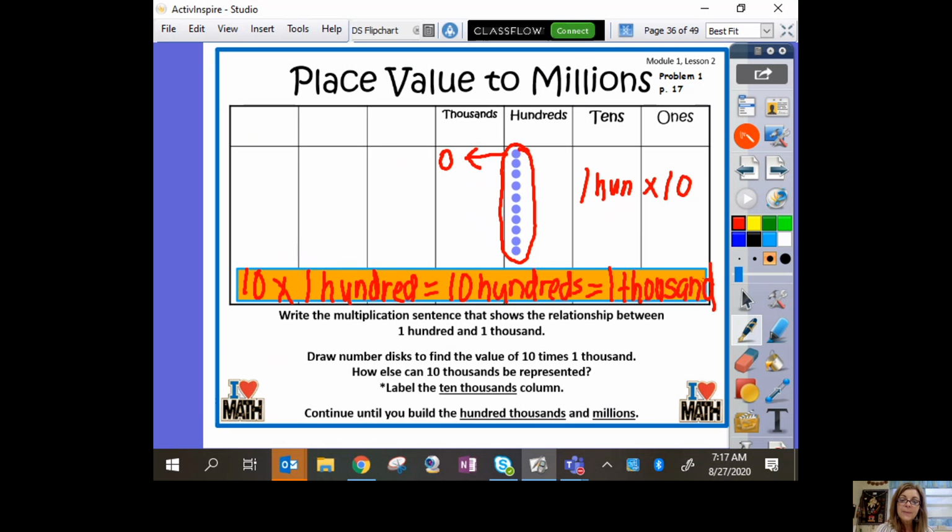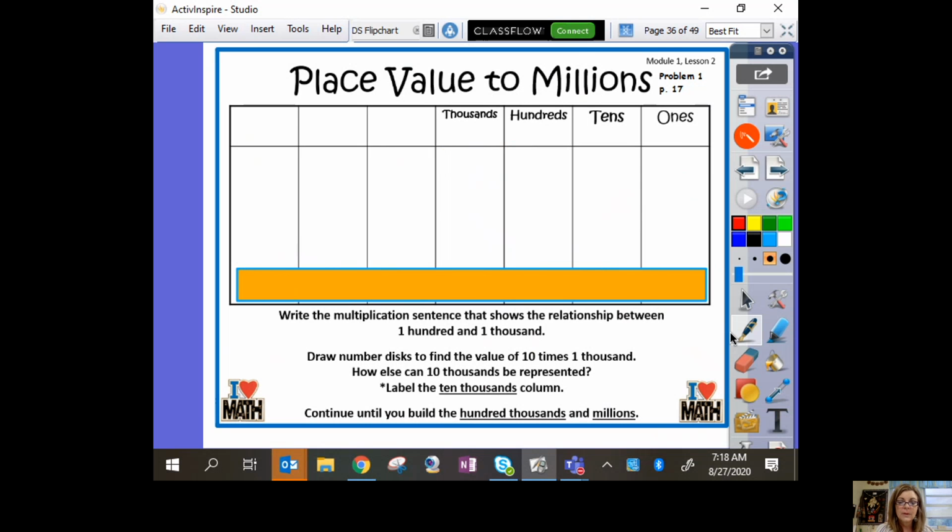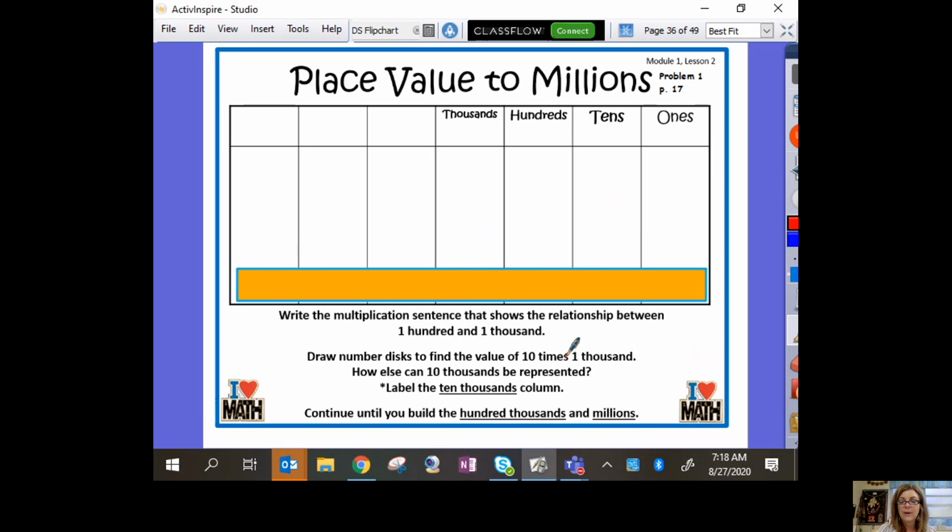So that's a longer multiplication sentence than what we're used to when we're just using numbers, but we're using it in our unit form. Now we're going to try this again with a different number, so let me clear our board. This time it says to draw number discs to find the value of 10 times 1,000.